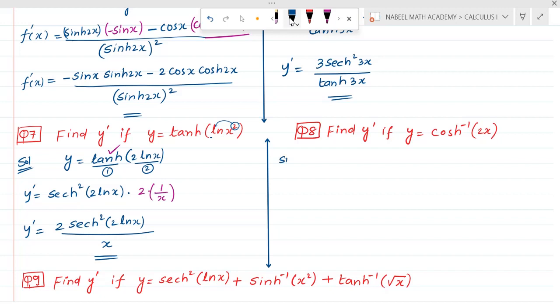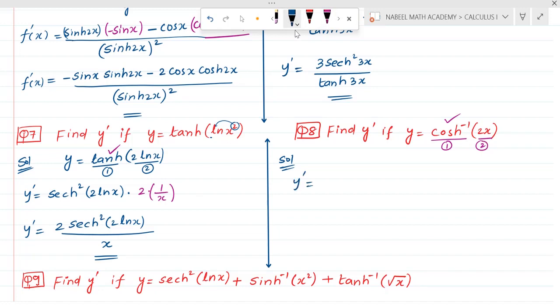Now the next one will also use the chain rule, but it involves the inverse hyperbolic function. Same rule we will apply. The first function is cosh inverse, and the inside is 2x. So let us start with this one.